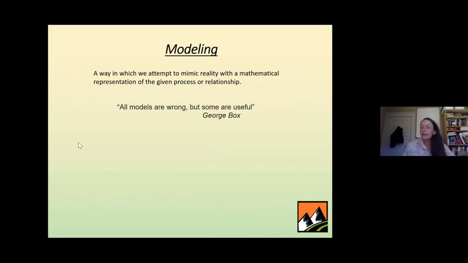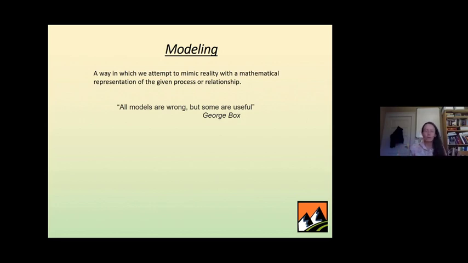Okay, a couple other points. Statistical modeling is used widely throughout public health. It's this idea that we attempt to mimic reality with a mathematical representation of a given process or relationship. But one thing to keep in mind is that all models are wrong, but some are useful.